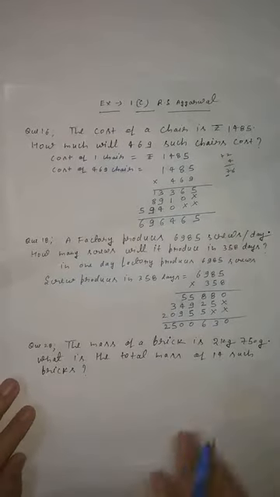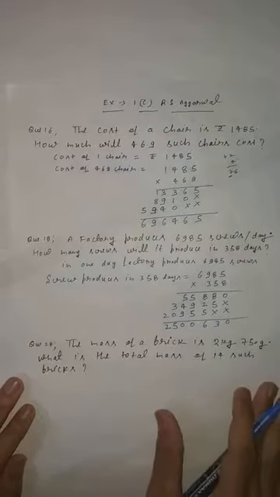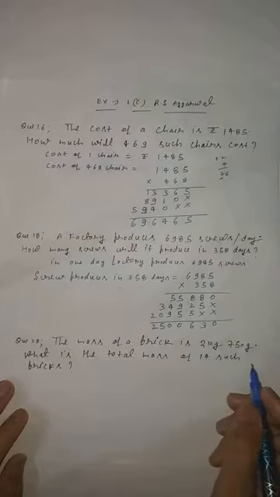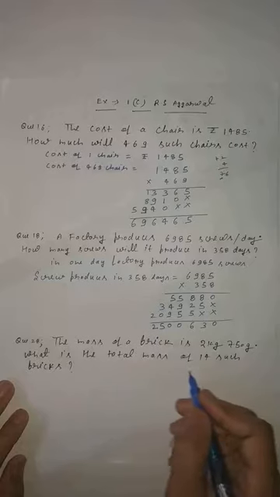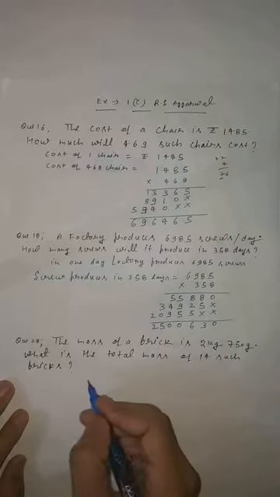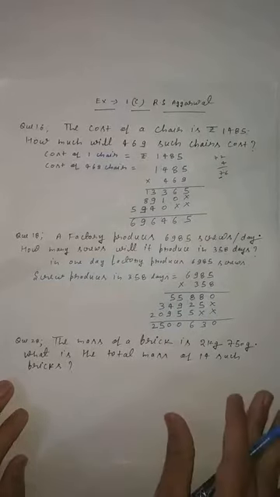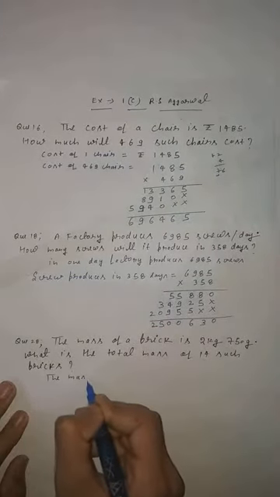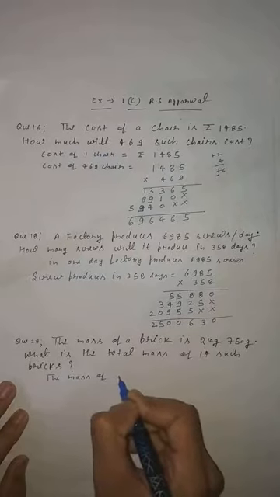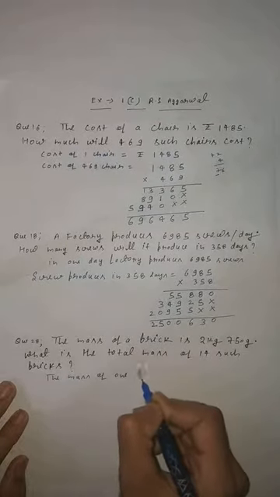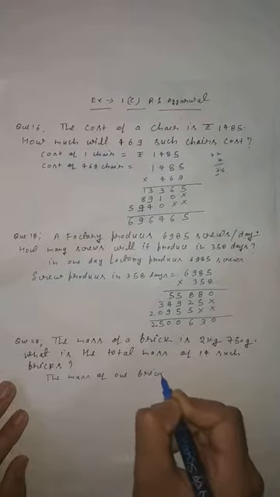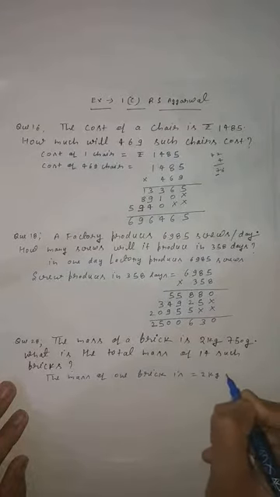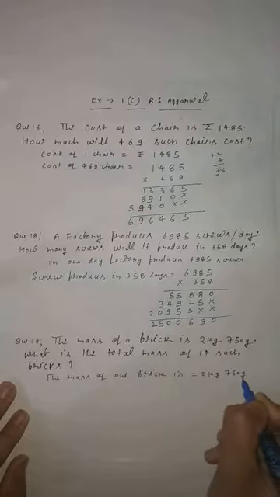What is given? The mass of a brick is 2 kilograms 750 grams. What is the total mass of 14 such bricks? Clear, students? What is given? The mass of one brick is equal to 2 kilograms 750 grams, students. Clear?